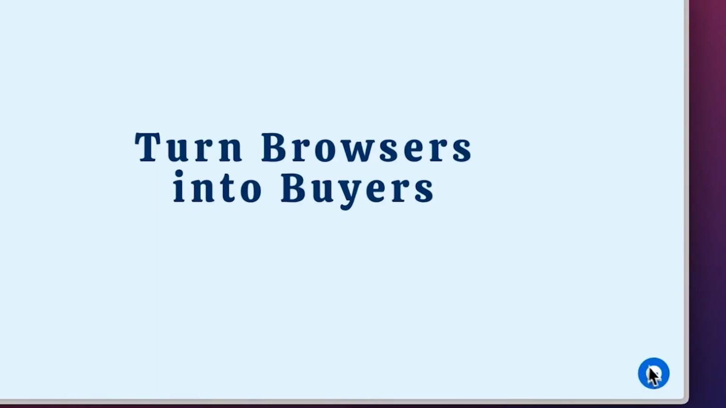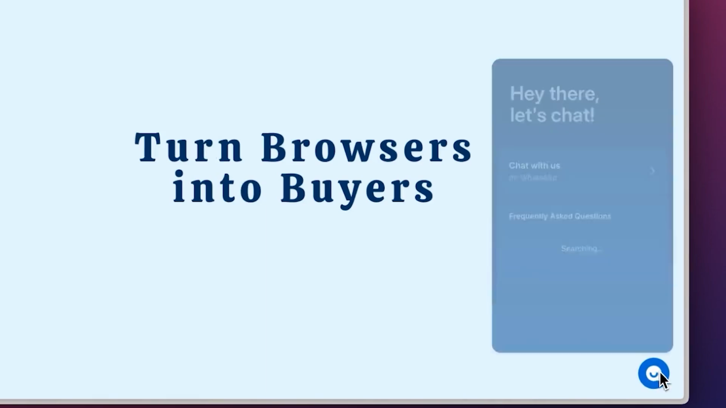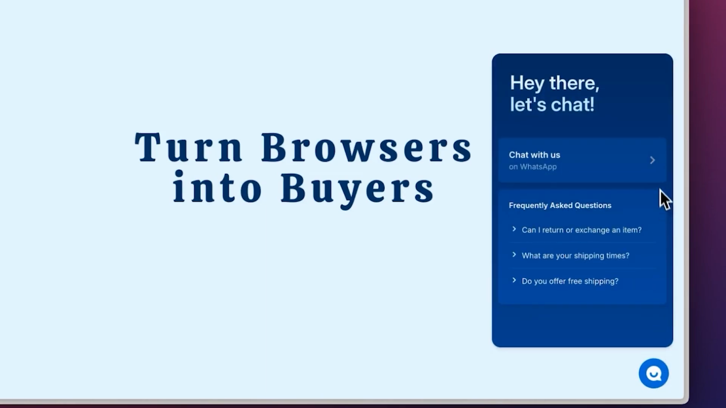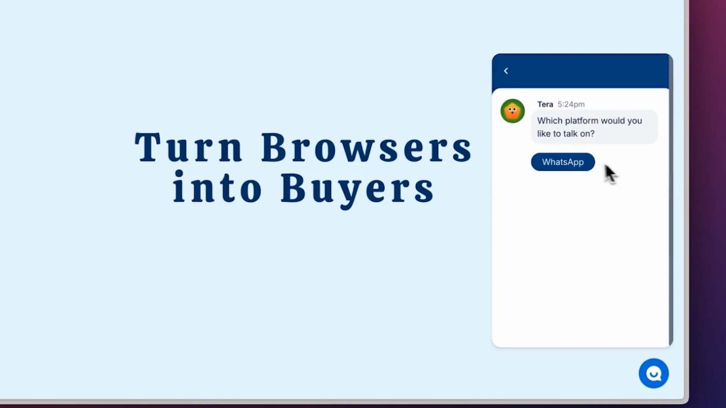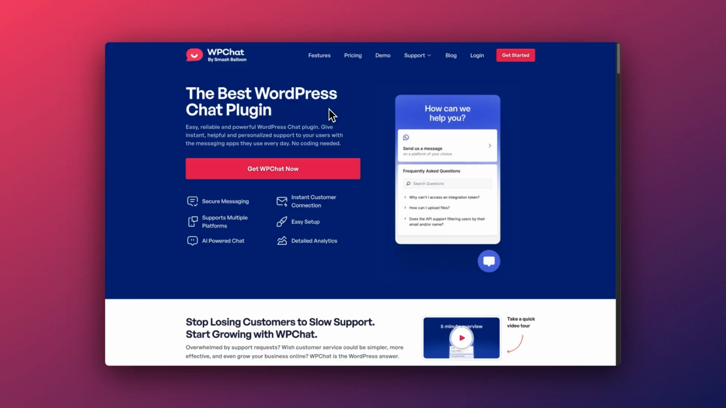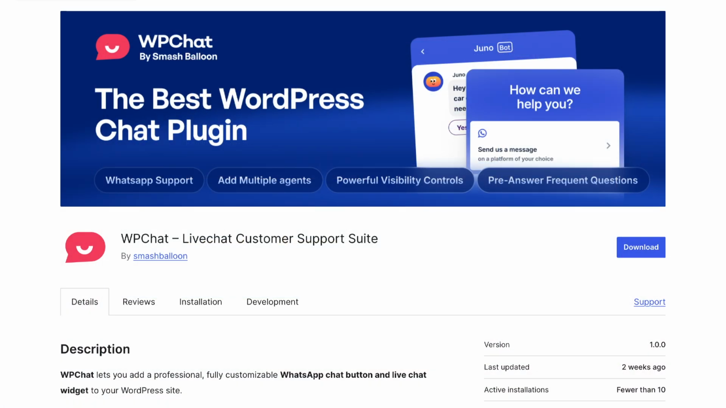Let's get started. As I mentioned, we'll be using WPChat. WPChat is an easy-to-use WordPress chat plugin that lets your visitors connect with you instantly through platforms like WhatsApp, Telegram, Facebook Messenger, and Instagram. You can get started by visiting WPChat.com. For this video, I'll be demonstrating using the Pro version of the plugin, but if you're just looking to get started, you can check out the free version, which allows up to 10 FAQ questions.